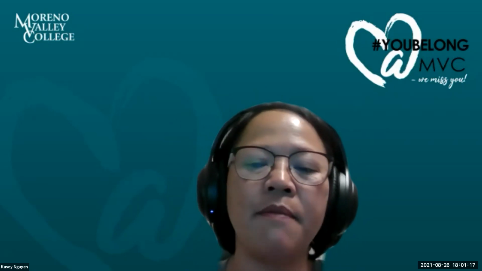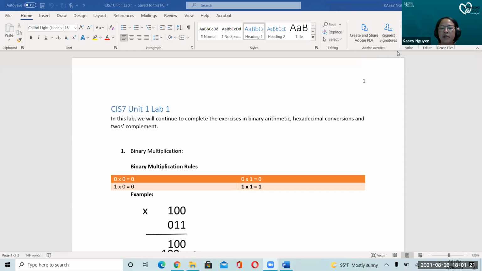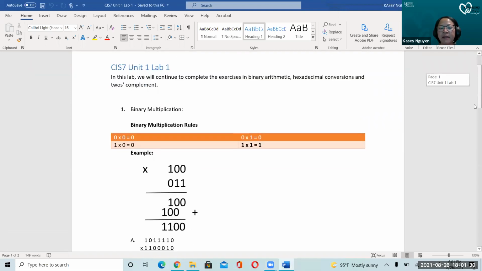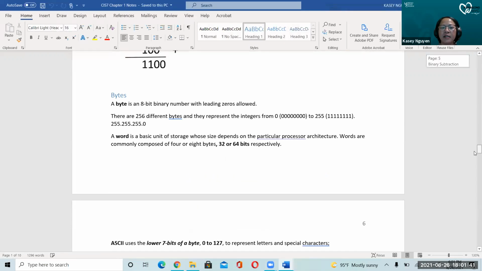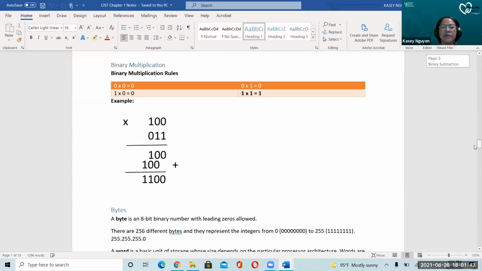So where we left off last Tuesday, we touched on subtraction after we completed addition. So right now I wanted to go over multiplication for binary, and then a little bit of hexadecimal conversion. You can also refer to your class notes, which contain the main concept as well as your assignment.